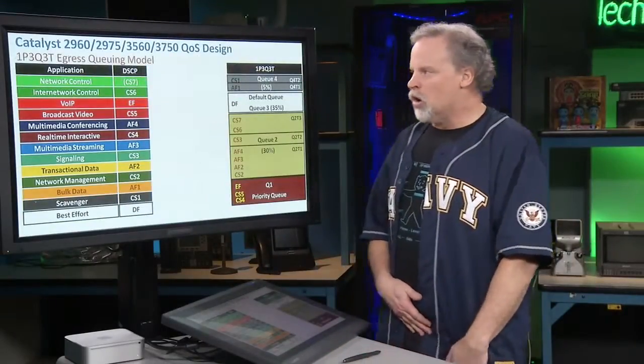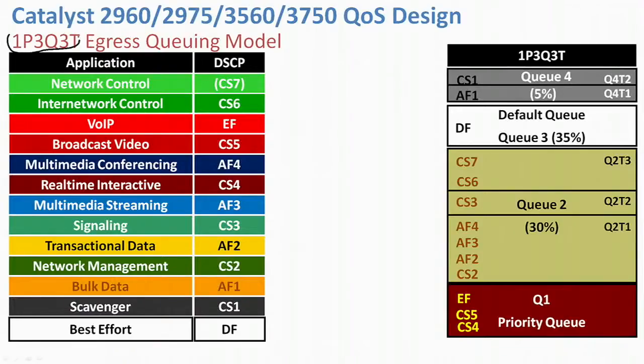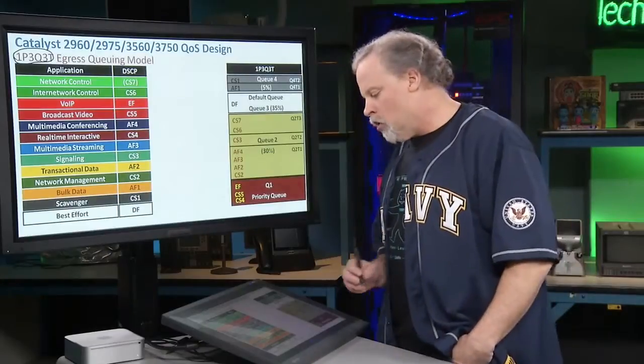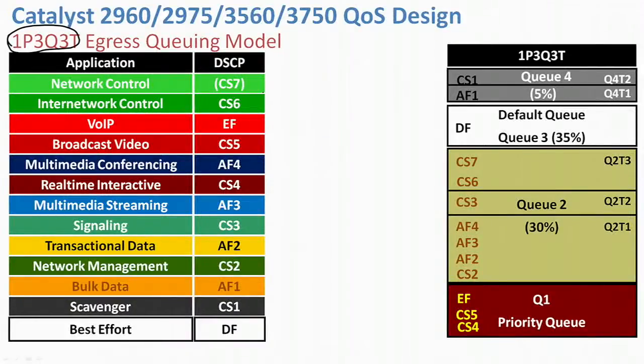Now, how does this work? Well, this is where a lot of people get a little stuck, because at Cisco, we classify our switches by this obscure looking odd group of numbers and letters, right? Here's the secret to decoding this. 1P3Q3T really equates to this.